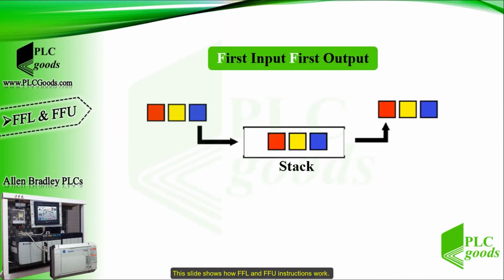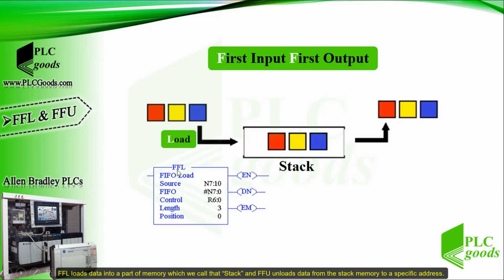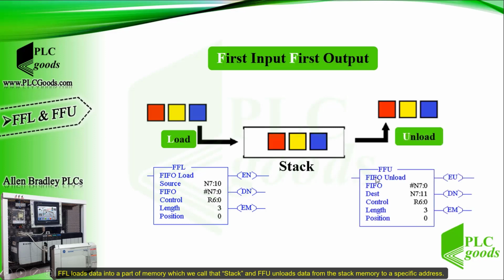This slide shows how FFL and FFU instructions work. FFL loads data into a part of memory which we call a stack, and FFU unloads data from the stack memory to a specific address. The source address determines which number should be loaded into a stack.